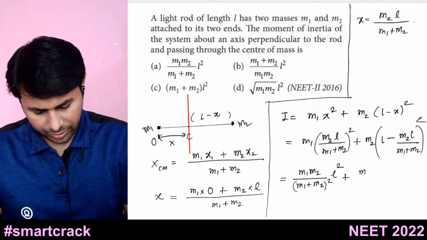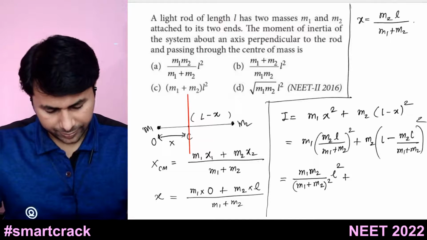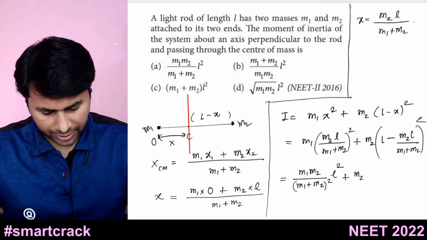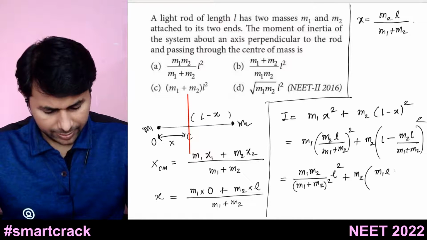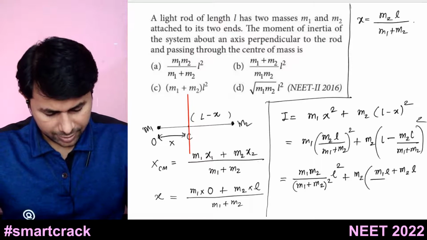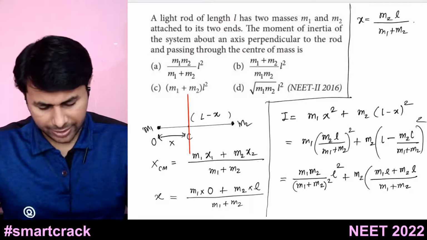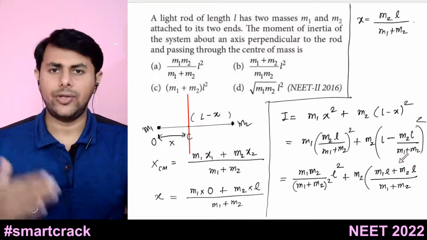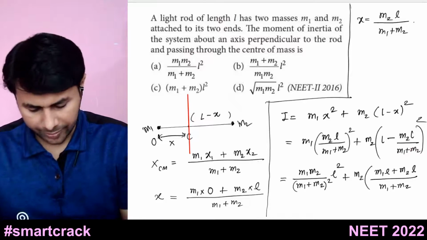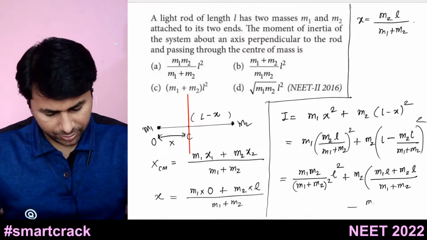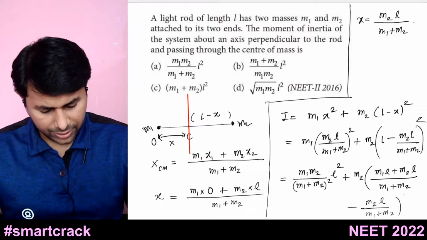Plus the second term is m2, and here we have to multiply and divide L with m1 plus m2. So it is m2 multiplied by m1 into L plus m2 into L divided by m1 plus m2. What I have done is I have multiplied and divided this L with m1 plus m2, because I want to make the denominator of these two terms common. Then we have minus m2 into L upon m1 plus m2, and then we have the square of this.